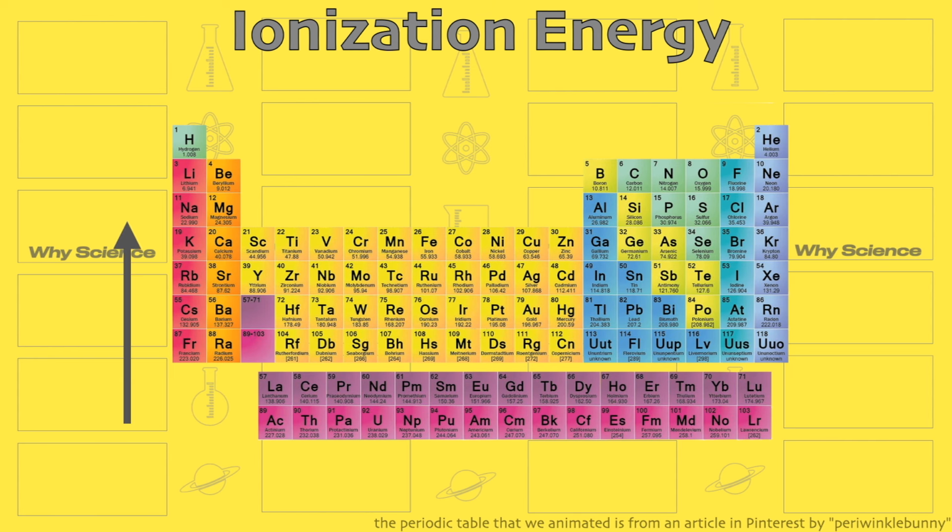Let's move on to ionization energy. By definition, it is the opposite of electronegativity because it is the minimum energy required to remove an electron from an atom. Ionization energy increases as elements go up and right in the periodic table.